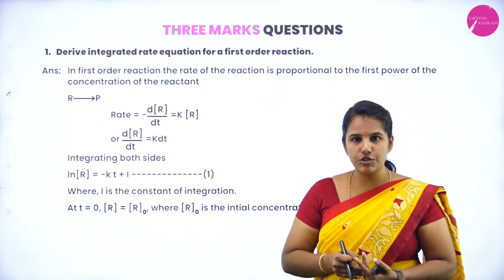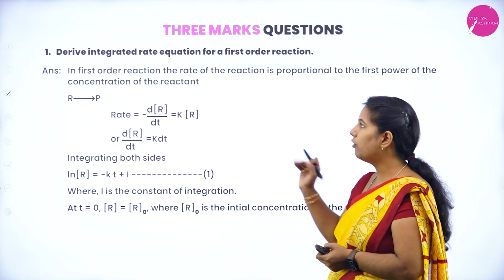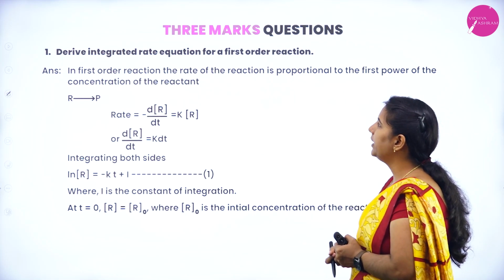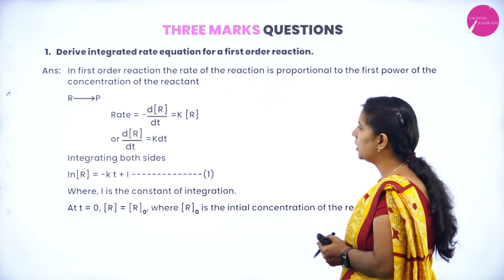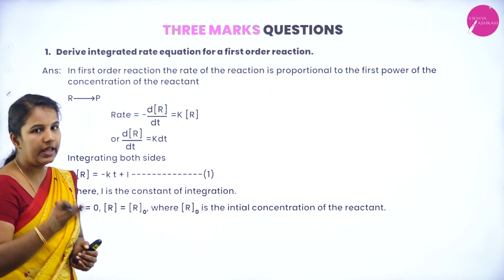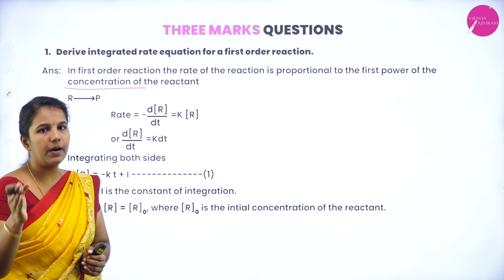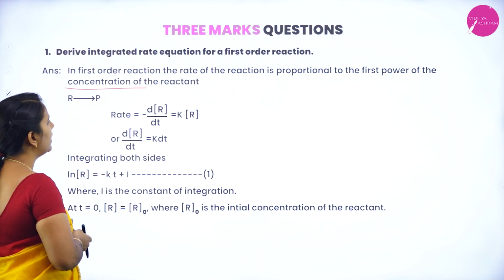It is a definite question for your board exam. Please understand how we derive it. Derive the integrated rate equation for the first order reaction. For the first order reaction, we already know that the rate of the reaction is directly proportional to the first power of concentration of the reactant.